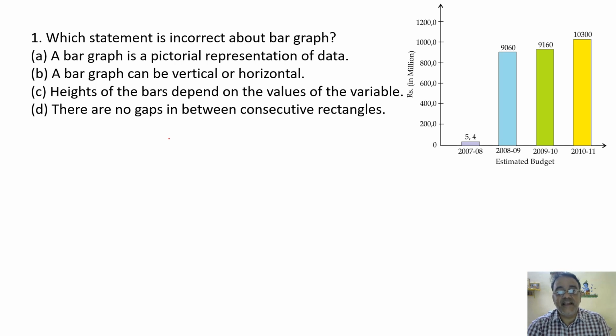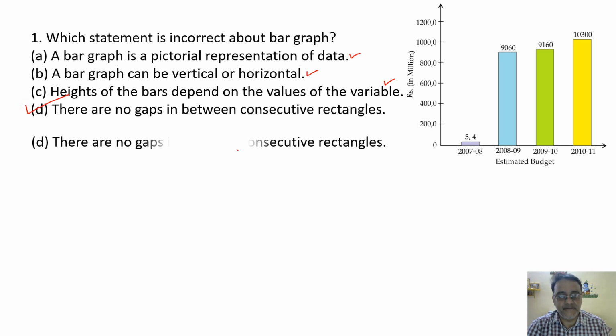Which statement is incorrect about bar graph? So bar graph is a pictorial representation, is correct. Can be vertical, horizontal, this is also correct. Heights of the bars depends on the value of the variable, this is also correct. There are no gaps in between consecutive rectangles, this is false. So the correct option is option D.